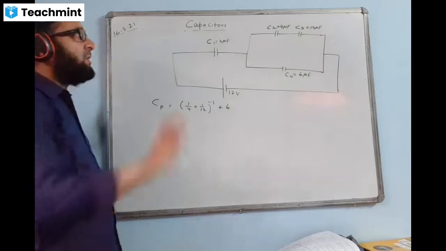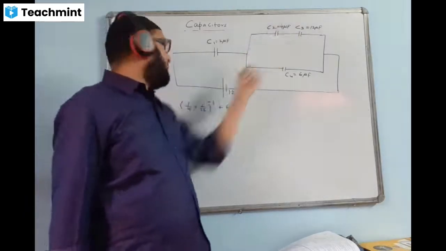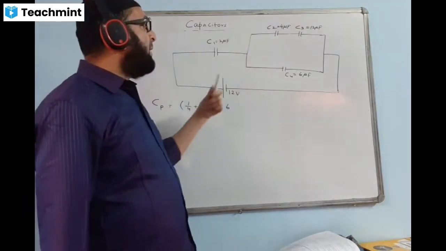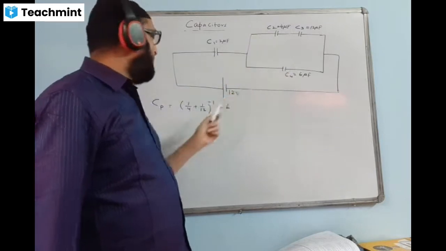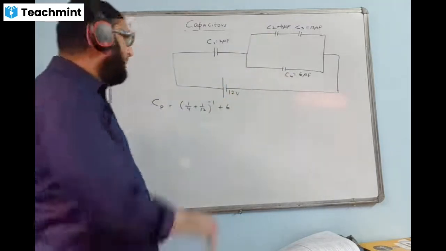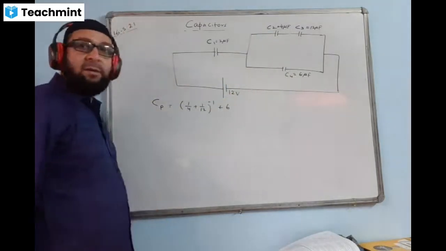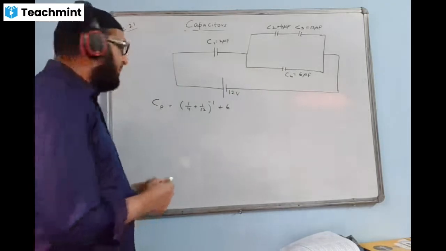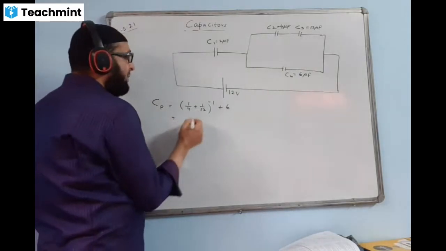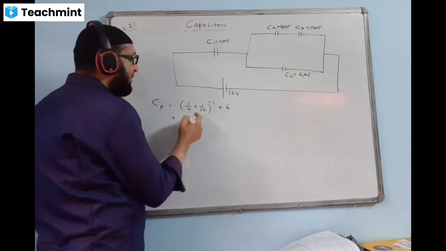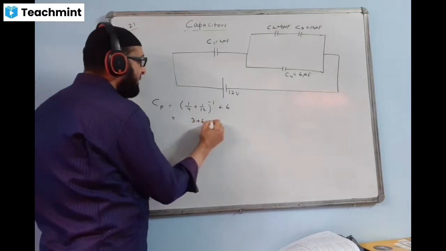Hope you understood, or you can do it separately also. First, you put them in series using this formula. Then whatever answer becomes, with that answer you add this one because they are in parallel. So this will give the capacitance of the parallel circuit. Take the LCM and check what answer is coming. This will come 3 plus 6. The answer is coming 9.